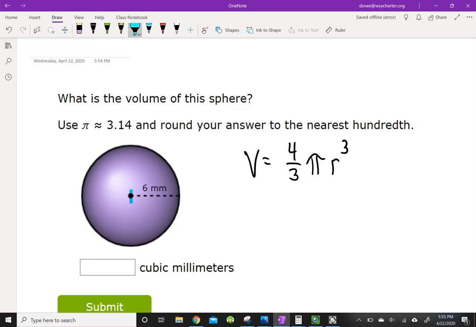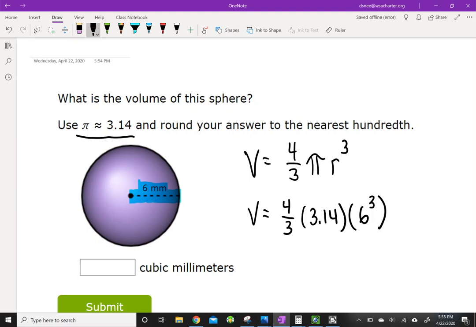I'm going to highlight right here, this is my radius. Okay, it's half the distance across the circle, so it's 6 millimeters. So I'm going to do volume equals 4/3. And we're told to use 3.14 in place of pi. So I'm going to multiply by 3.14, and then I'm going to multiply by 6 to the third power. That's 6 millimeters to the third power.